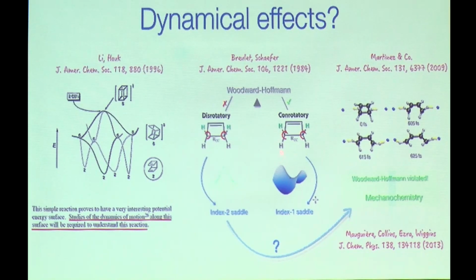Even before that, Bouma and Schaefer, looking at Woodward-Hoffmann, said that if you think about the conrotatory path, which is thermally allowed, this is an index 1 saddle transition state, but for the disrotatory path, which is not allowed, there is actually an index 2 saddle that can do the job, but that's not a transition state, so let's forget that. More recently, Todd Martinez and his group have looked very closely at the conditions when Woodward-Hoffmann is violated, for example. And it actually happens in a mechanochemical setting. And it turns out that there are interesting situations where the index 2 saddle comes into play.